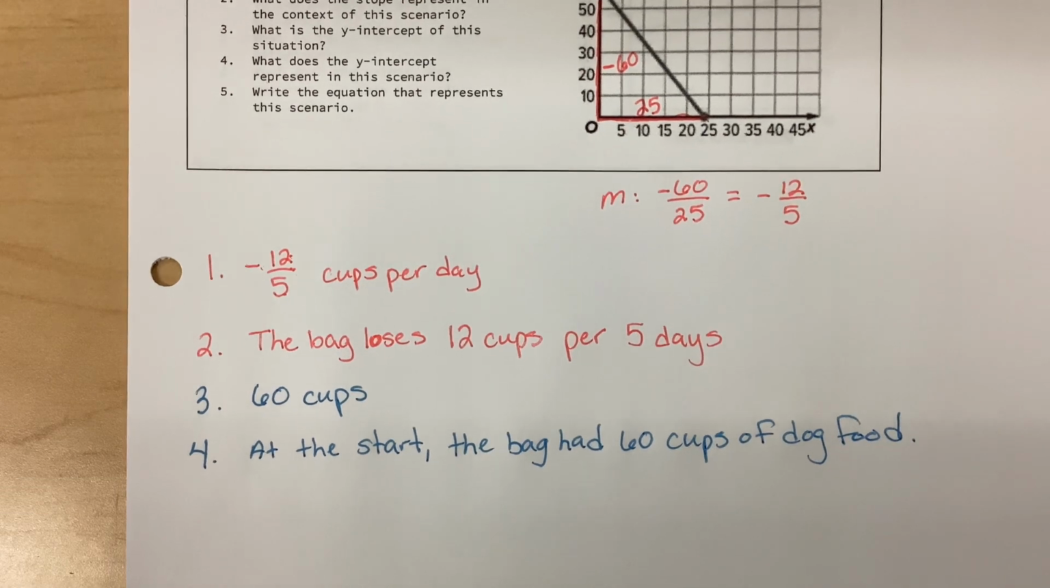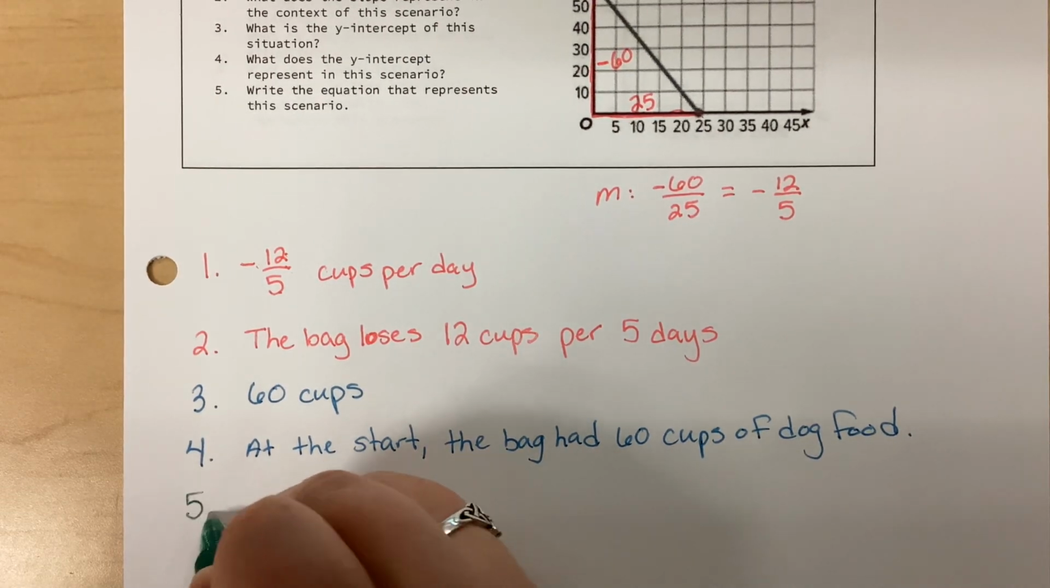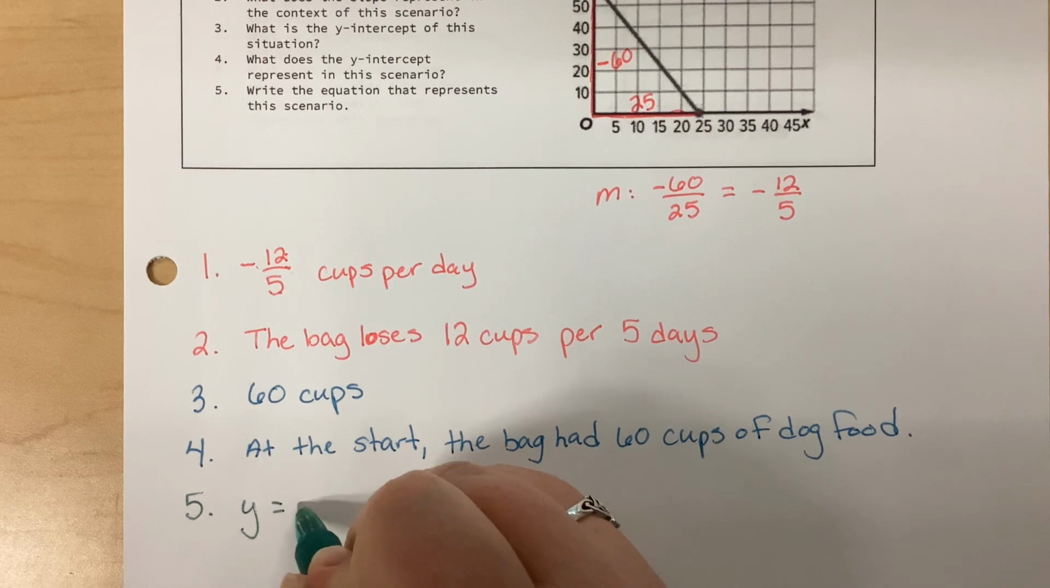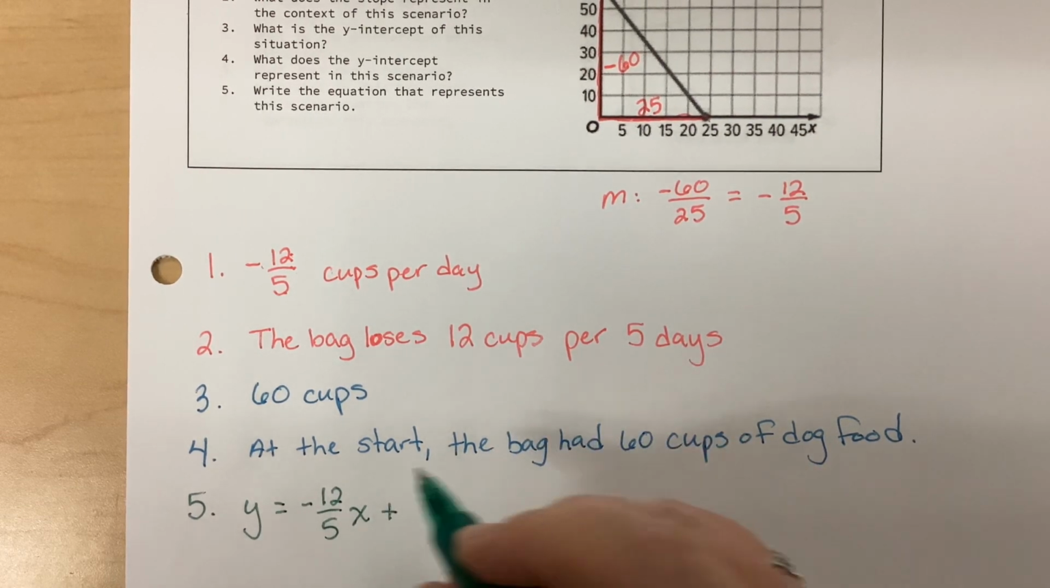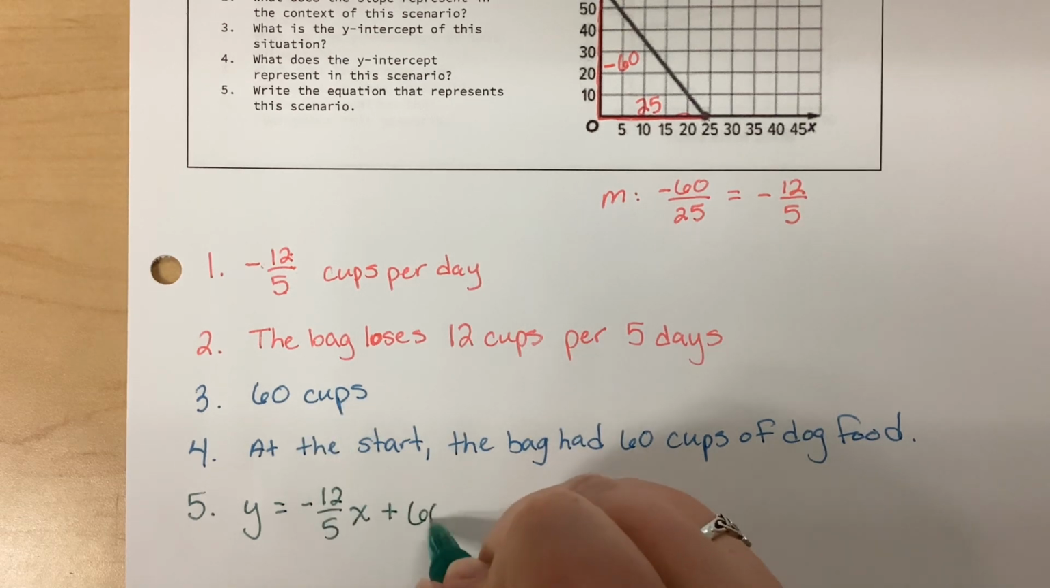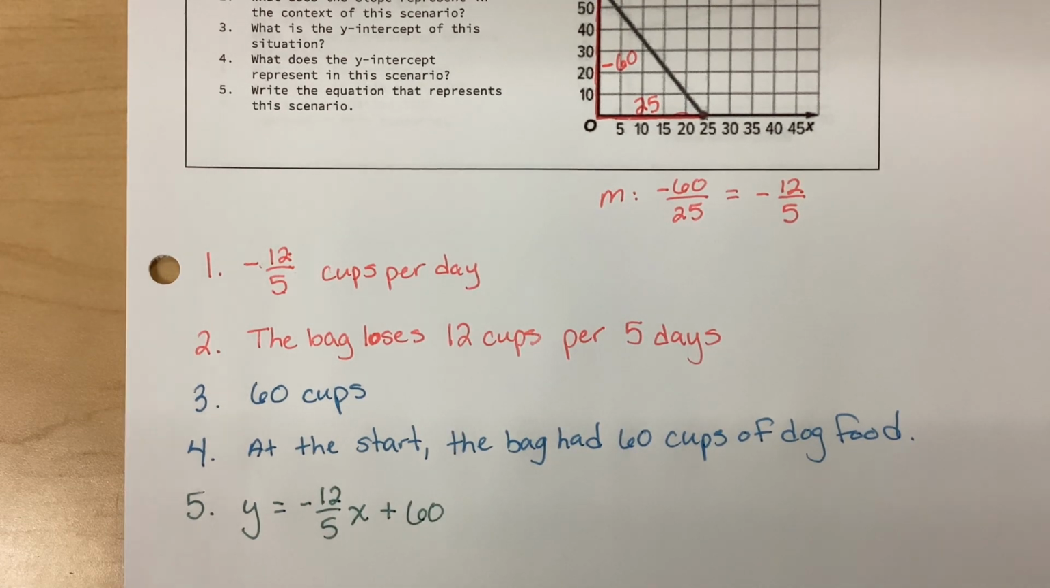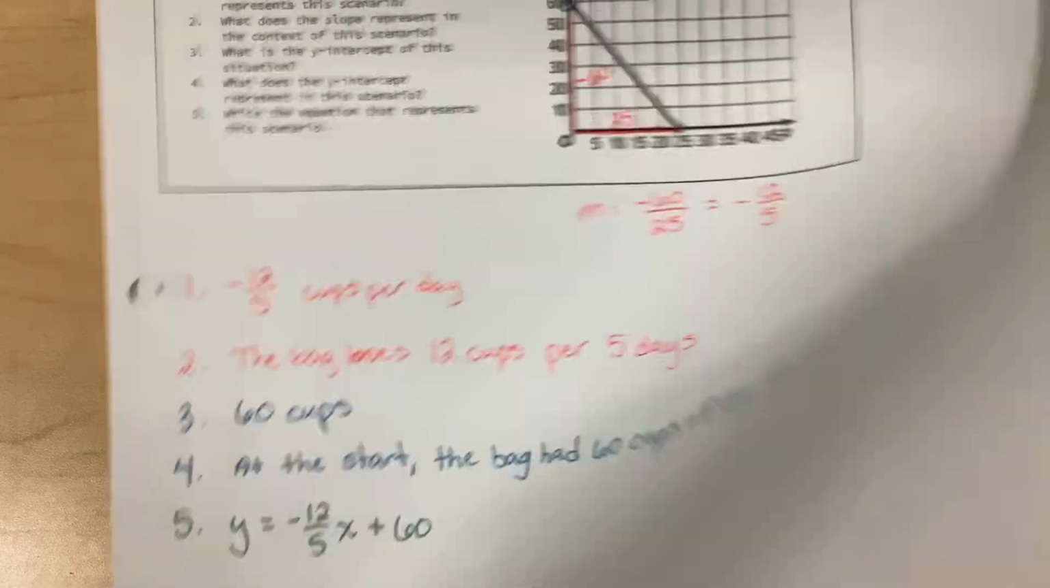Good. Now the last thing we're going to do is write our equation. So y equals mx plus b. Y equals negative 12/5 x plus my y-intercept, which is 60. So that would be my equation. All right, let's try one more.